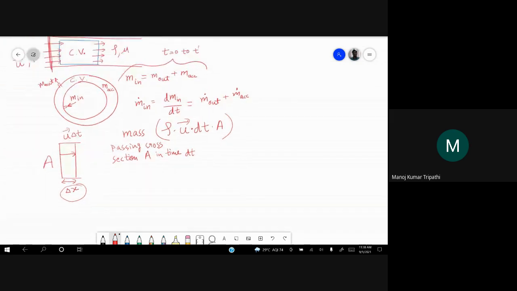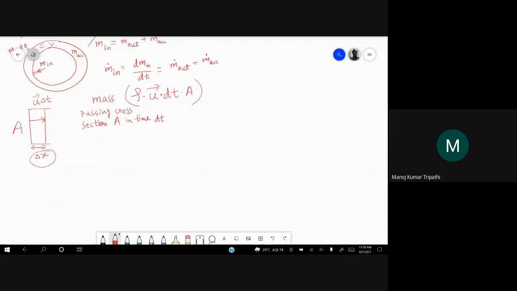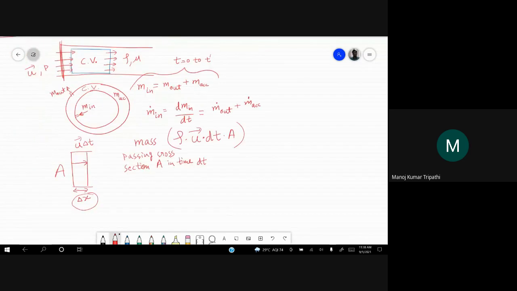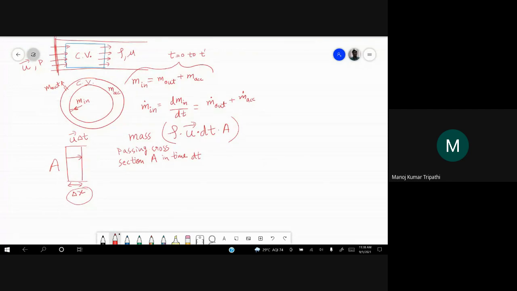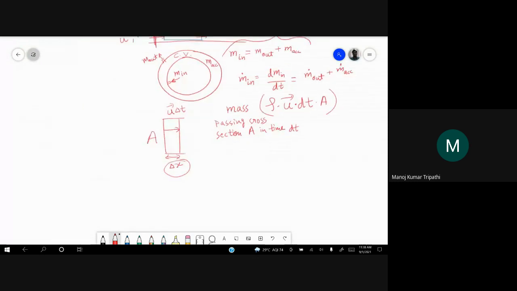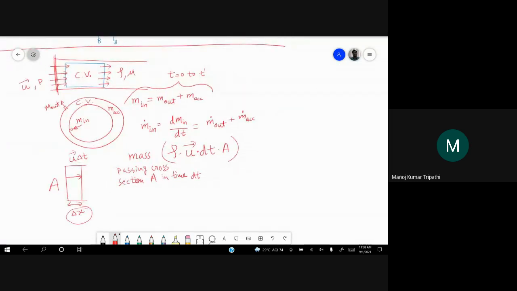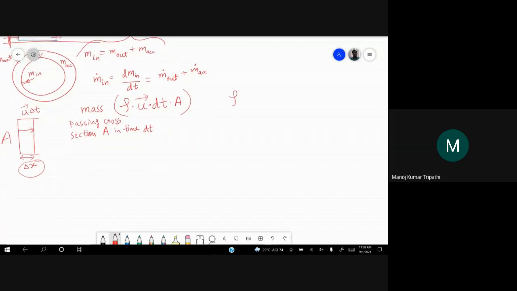Fine. So we'll go ahead. We have done this for the inlet. This is the mass that is coming in. Similarly, what will be the mass that is going out? It will be again this velocity at the outlet. So density at the outlet. So this is at the inlet. Velocity at the outlet, time dt, cross-sectional area of the outlet.